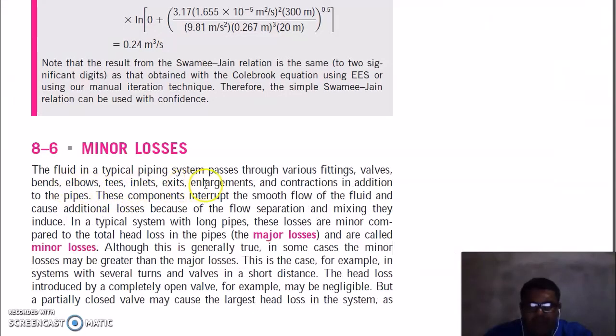The fluid in a typical piping system passes through various fittings, valves and elbows, tees, inlets, exits, enlargements and contractions in addition to the pipes. These components interrupt the smooth flow of the fluid and cause additional losses because of the flow separation and mixing they induce. In a typical system with long pipes, these losses are minor compared to the total head loss in the pipes and are called minor losses. Although this is generally true, in some cases the minor loss may be greater than the major loss. This is the case, for example, in a system with several turns and valves in a short distance.